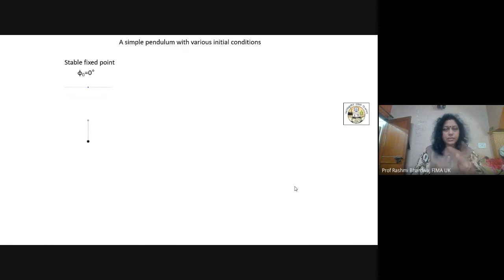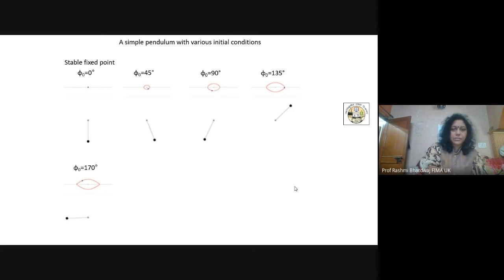Now, as we change the initial condition, suppose phi naught equal to 0, you get a fixed point. If phi naught is 45, you get a limit cycle. If phi naught equals 90, then again you get a limit cycle, but the speed grows. If phi naught equals 135, again you get a limit cycle, but the basin is larger. If phi naught is 170, you get a trajectory like this one, but the dimension changes. Earlier it is moving from here to there; here it is moving from upward to downward direction.